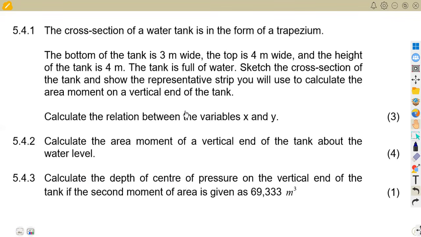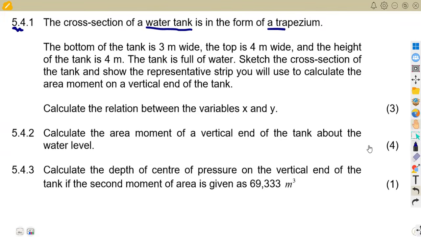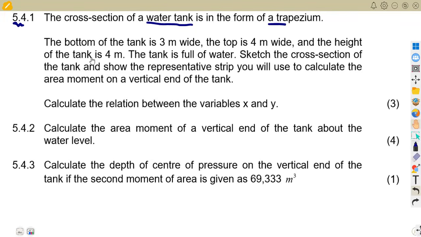So we need the first area moment and also the second area moment. You'll be given information like this part that you're given here. I will give you the cross section of a water tank. All right, this is a water tank, in the form of a trapezium. Right, so we have a water tank that is in the form of a trapezium. Let us read the information properly.